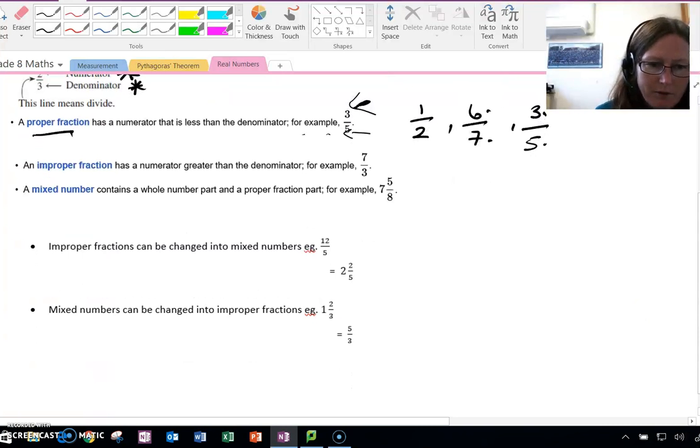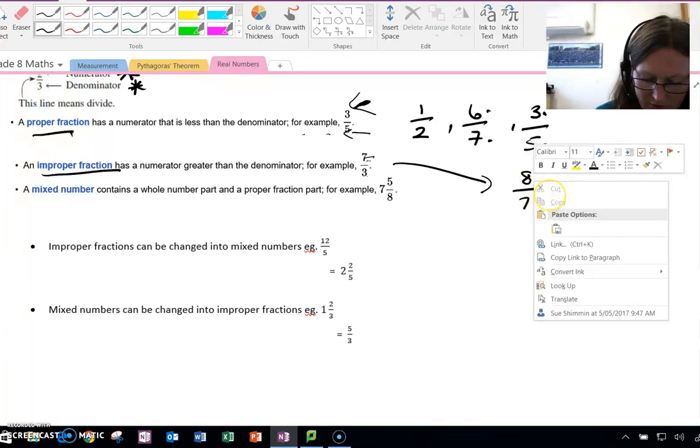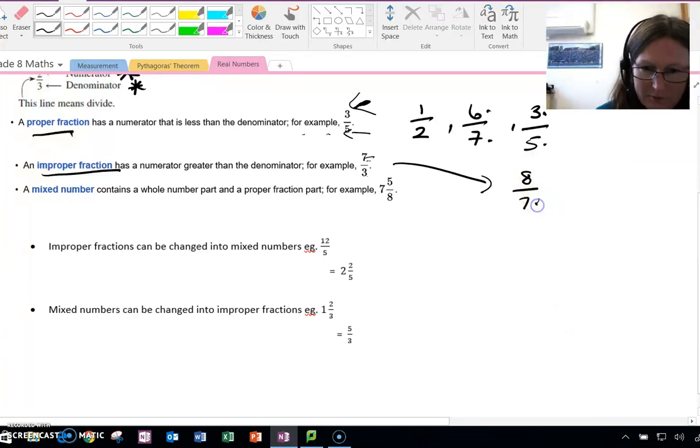With an improper fraction, the number on top, the numerator, is larger than the number on the bottom. So for an improper fraction, your numerator is larger than your denominator. So some examples, other examples of improper fractions, something like 8/7, because our numerator, the number on top, is bigger than our denominator, which is the number on the bottom.